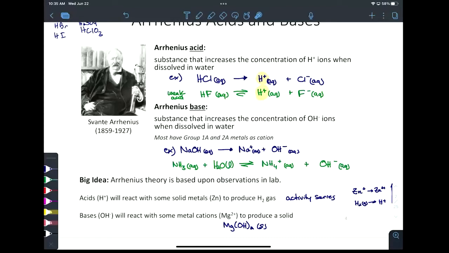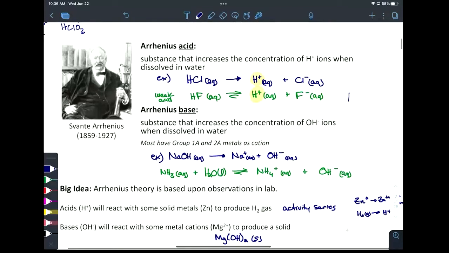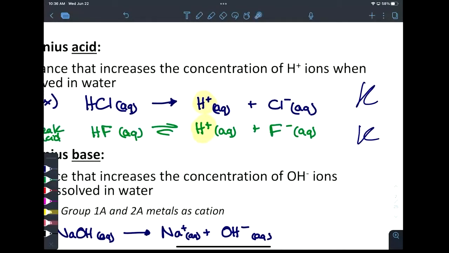Let's think about it in terms of K, right? If we wrote the K expressions for both of these, we would put H plus times F minus over HF, wouldn't we? For HCl, we would put H plus times Cl minus concentration over HCl, wouldn't we? For HF, we have this equilibrium arrow. Both sides of this equation exist at the same time. We can put those concentrations in for K.